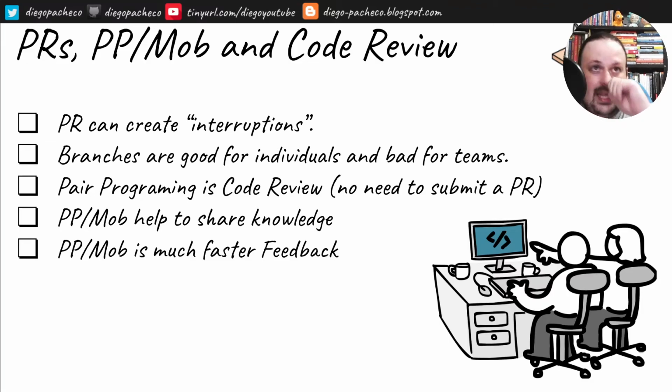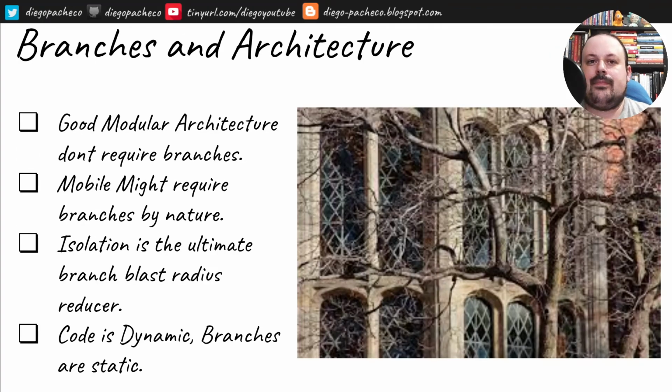So pair programming is code review. If you're doing pair programming, you don't need to do code review. You don't need to fire a PR, because pair programming is code review. That's something people don't get, right? So there's no need to submit a PR if you're doing code review with someone in your team, or you should be able to just merge it. Pair programming and mob programming help share knowledge inside your team and across different teams. They are a much faster form of feedback, and they are aligned with the principles I stated before. So now let's talk about branches and architecture.